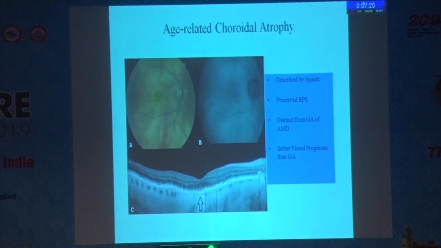This was the first entity, again described by Spaide. What you see is a severe choroidal thinning, but the RPE looks quite intact. So the entity was age-related choroidal atrophy. You should not get confused between GA and age-related choroidal atrophy, because GA could have a worse prognosis. Rather, in this entity, because the RPE is quite intact, the prognosis is quite good. So you can predict things once you see these images.